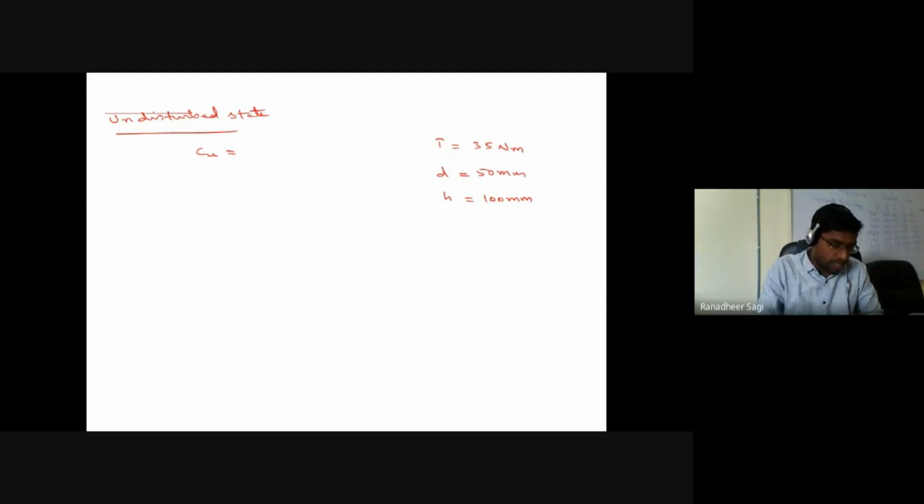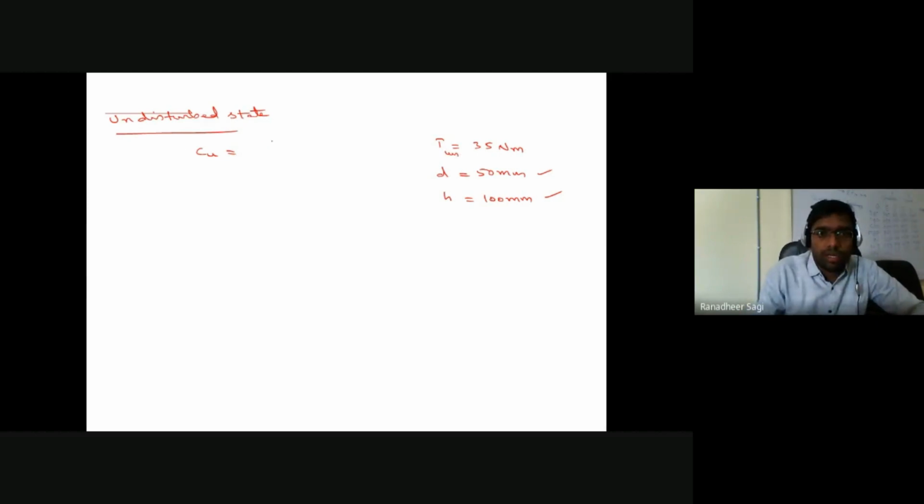This is the data we have got. Regarding the vane shear blades, the data is the same in both cases. Only the torque value in the undisturbed state is 35 Newton meter to cause the shearing in the soil sample. In the remolded state, it is 5 Newton meter. So this torque, whatever I am trying to refer to, is in the undisturbed state.